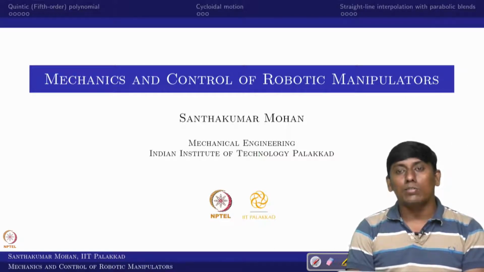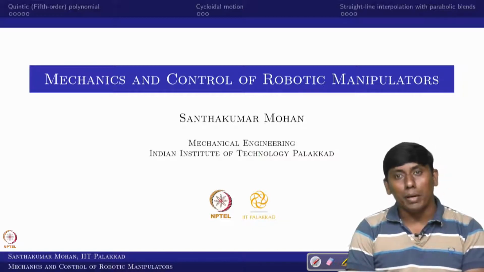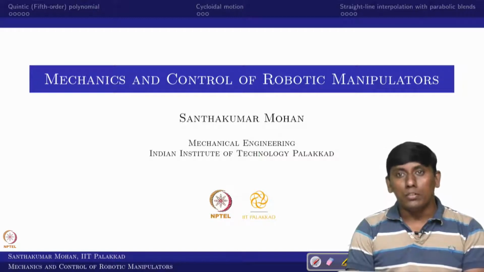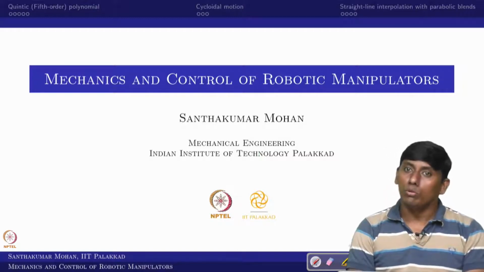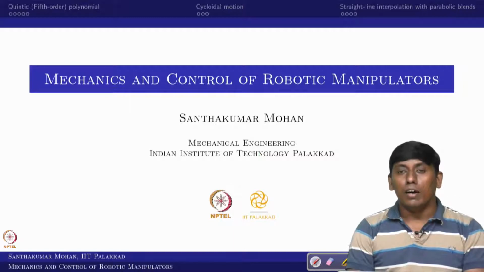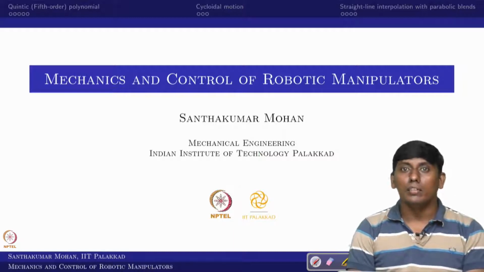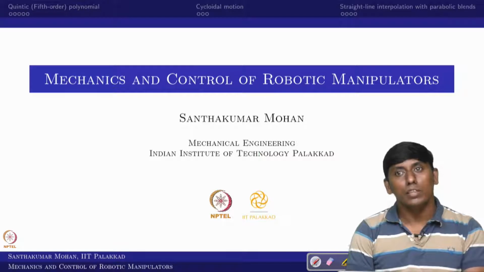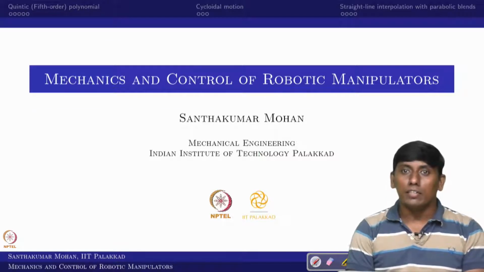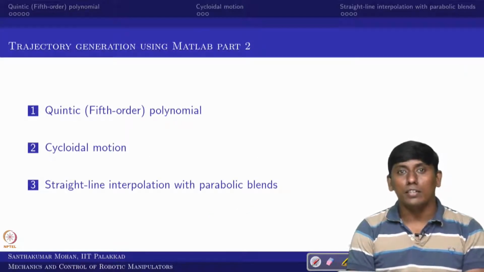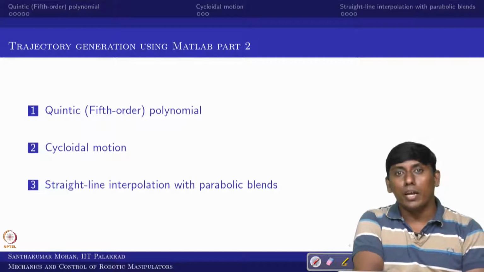We have seen what a cubic polynomial is, and how to generate the cubic polynomial in MATLAB, even with a via point. In this lecture we are going to see how to generate a higher order polynomial with a MATLAB function, and similarly cycloidal and straight line interpolation with parabolic blend. The fifth order polynomial we call quintic, which is a Latin word. Quintic means fifth, and similarly cubic means third.